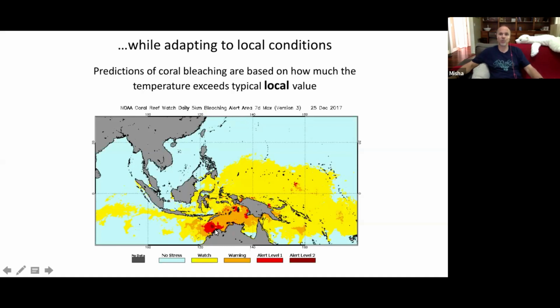So corals which bleach at 32 degrees here, the same species would bleach at 28 degrees here, as long as this number is 2 degrees higher than its typical temperature in the summer. So even from that, we know that local adaptation works. The question is, does it have a genetic basis, and can it actually be a fuel for natural selection?